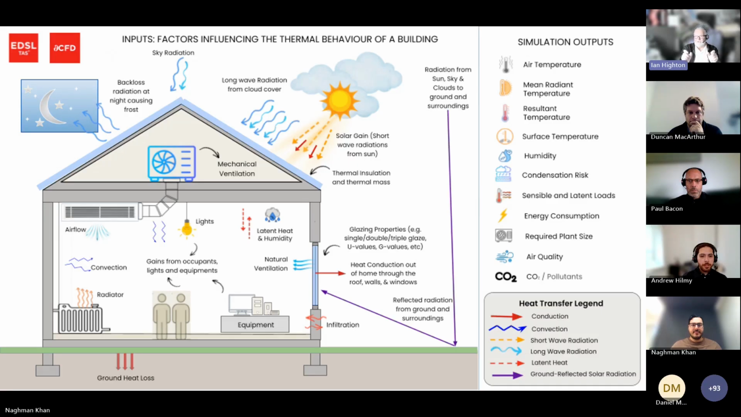systems of calculation are trying to capture: the interaction between the external environment, the internal environment, and the fabric of the building. And on top of that, the air conditioning systems and all of the casual gains that you can see indicated here. It's a nice diagram. We created this, I think, many years ago, but Nagman's made a sort of prettier, more colourful version of it for us. So yes, it's worth a good look.